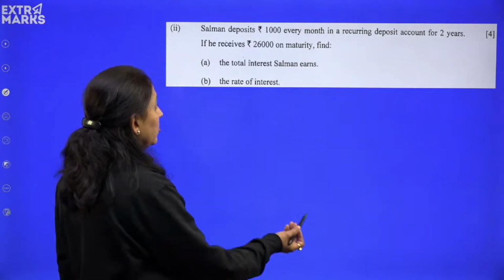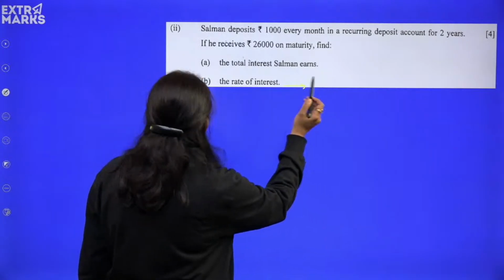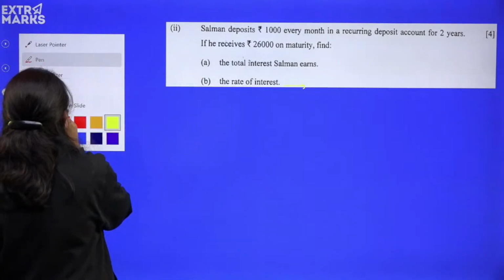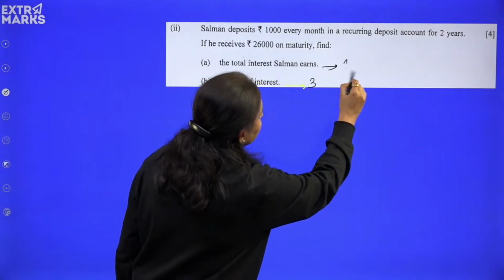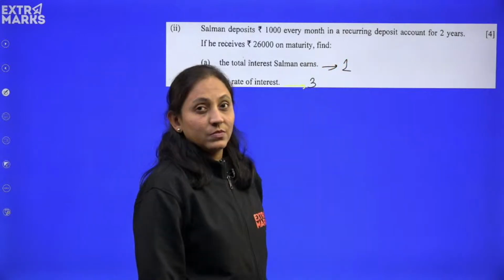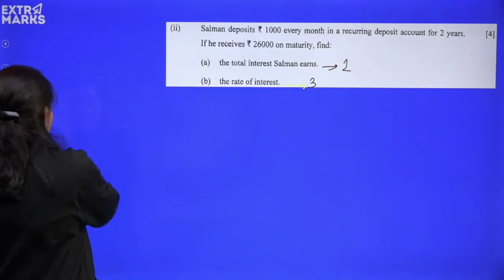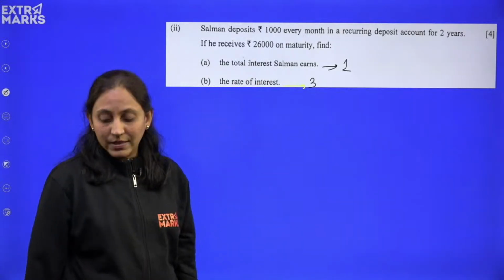Okay, so according to me, this rate of interest part will be for 3 marks, because this is a 4-mark question and this is just for 1 mark. Or it may be 2 plus 2. All right, because this involves more working and this involves less working, that's why.